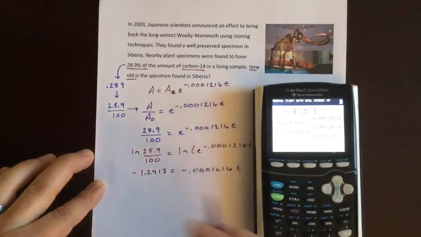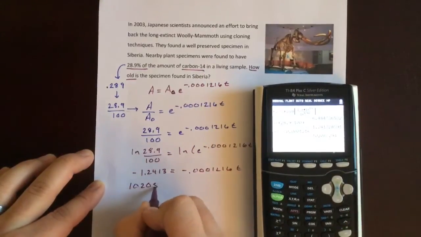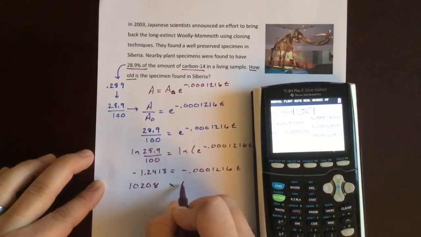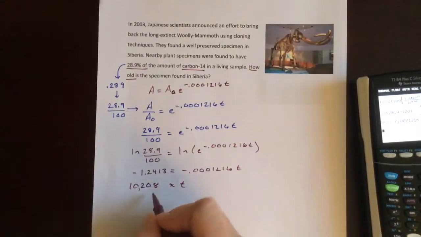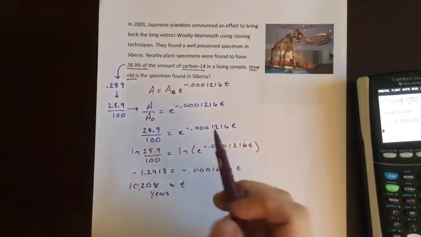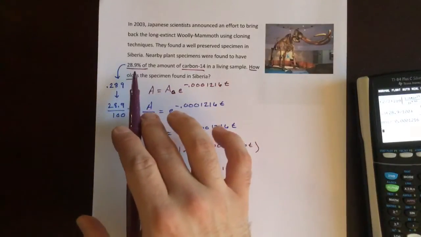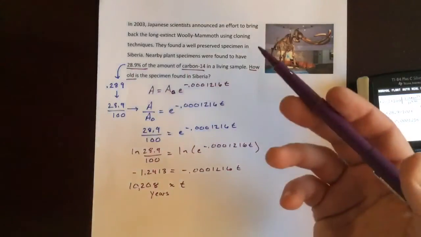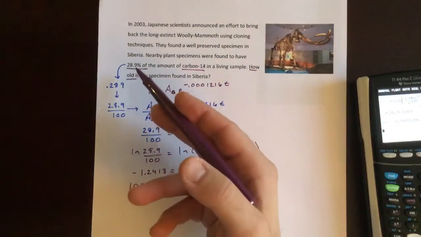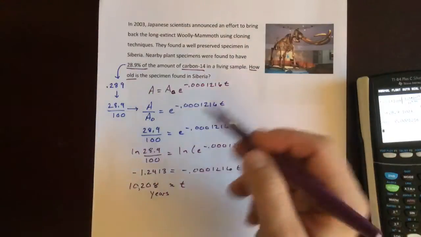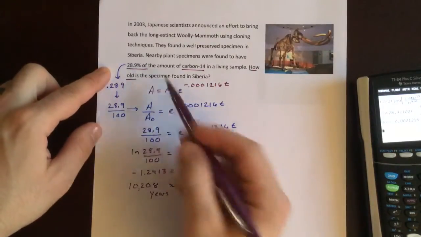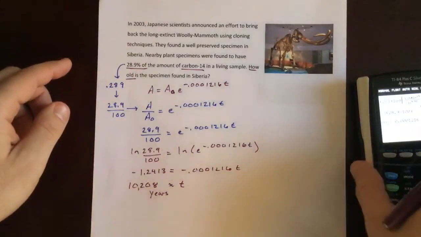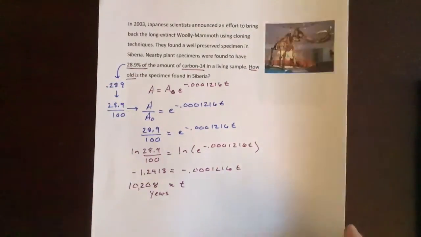And we get roughly 10,208. And this is years. So, knowing we only had 28.9% of the specimen remaining, with that alone, we can find that this specimen is 10,208 years old. So it's just knowing how we can manipulate the formula to fit this percent. And off to the last one.